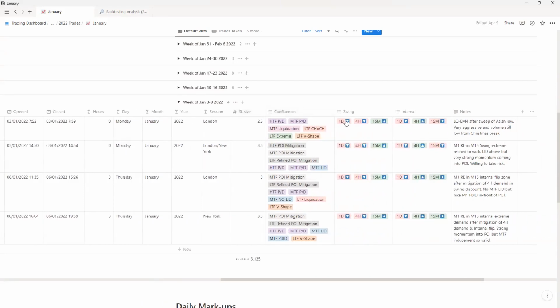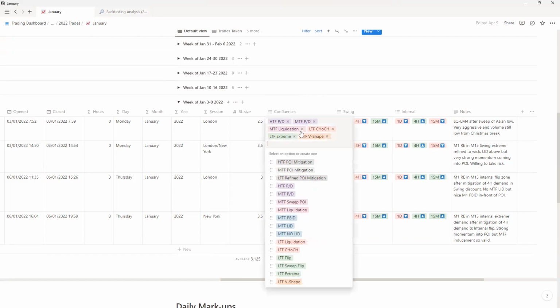And then most importantly, the whole reason I use Notion, instead of just keeping it on FX Replay, is so that I can go into a lot more detail about the actual technical analysis rather than just the numbers side. And this is where I add in my confluences, and I have a whole range of confluences, as you can see, that I add, whether that's a higher time frame POI mitigation, if we're in the premium demand of the medium time frame, where we have a medium time frame liquidation, lower time frame change of character.